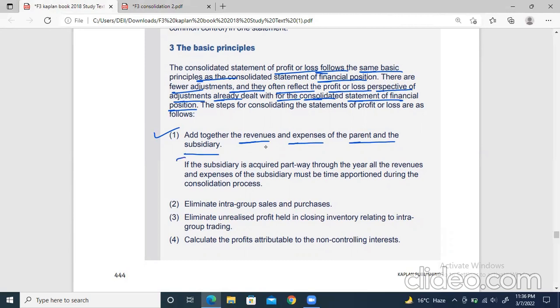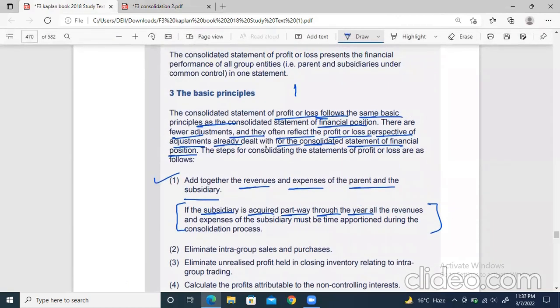Right now, this is the part that I'm talking about. This is just the introduction. This is the mid-year acquisition concept. Okay, now let's read this carefully. If the subsidiary is acquired part way through the year, let's say the full year is 1st January till 31st December, right? This is the full year.